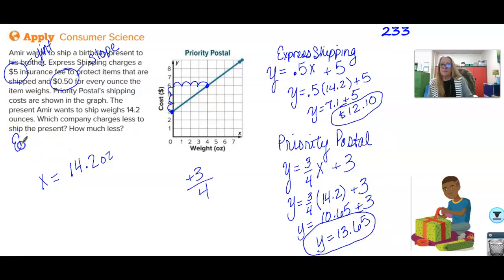Okay, so who's cheaper? Express is cheaper. And by how much? 13.65 minus 12.10, $1.55 cheaper. Okay, was that fun? I like it. I think we have one more like that.